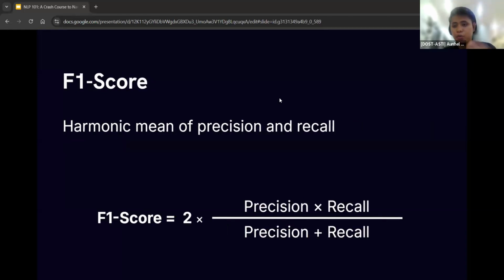And then, this is what we call the F1 score, basically the harmonic mean of precision and recall. So, two times precision times recall all over precision plus recall. Ganun lang kinocompute yung F1. So, ito yung four basic na evaluation metrics that we use in NLP and in AI in general.